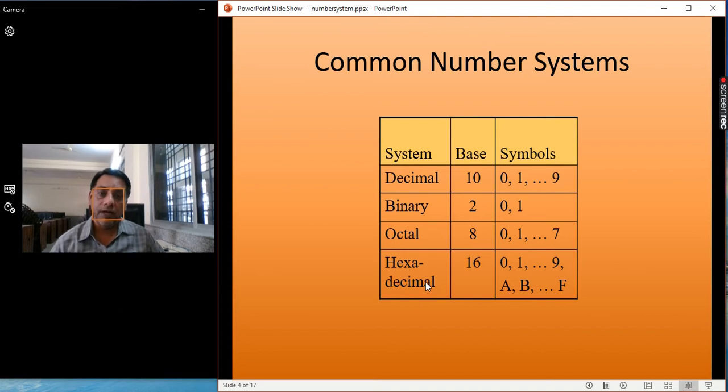Then there is another number system, octal. Its base is 8, and the number representations are from 0 to 7. Then another number system is the hexadecimal. Its base is 16, and the number representation is from 0 to 9, and from 10 it takes A, B, C, D, E, F.